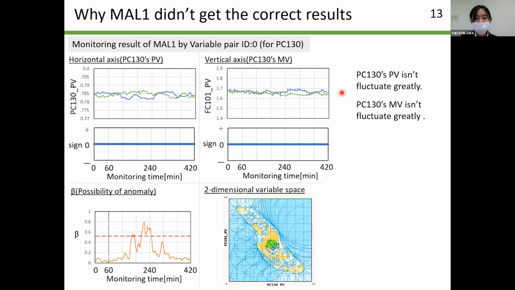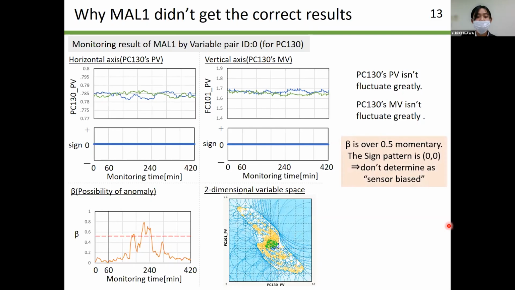PC130's PV does not fluctuate greatly, and PC130's MV does not fluctuate greatly. The graph below shows the change in beta. Beta is over 0.5 momentarily, but it decreased thereafter. Since the sign pattern is 0, 0, it cannot be determined that a sensor bias is occurring in PC130.